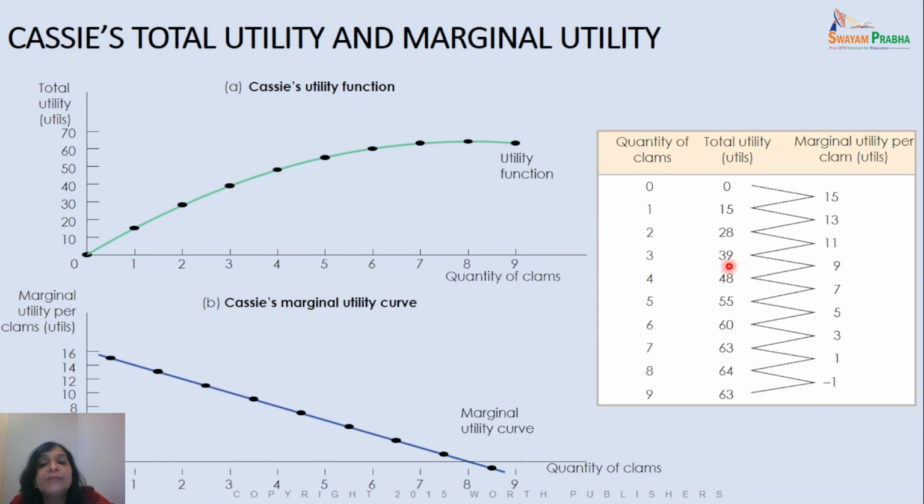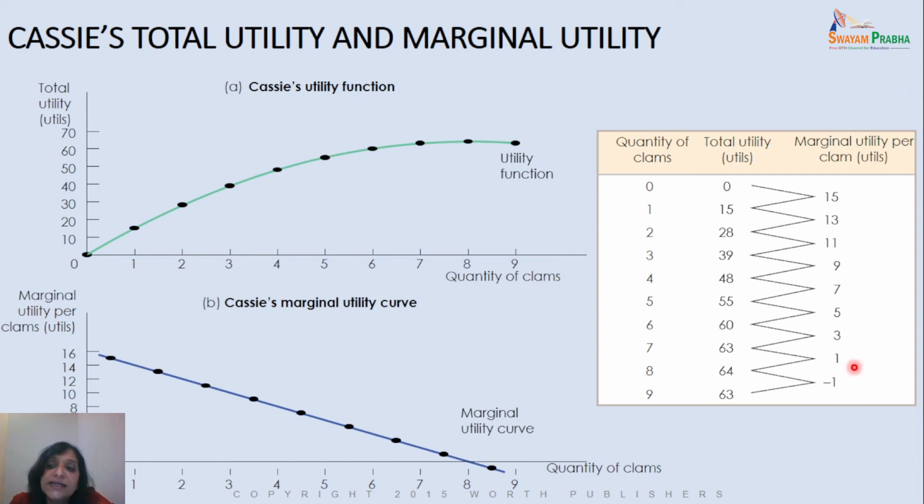Similarly, we go find the marginal utility of third unit. What it will be? Total utility from the third unit, which is 39, minus total utility from the previous unit, that was 28. So 39 minus 28 will give you 11. So what is happening is that as you are having more, as Cassie is having more quantity of clams, her marginal utility is declining.